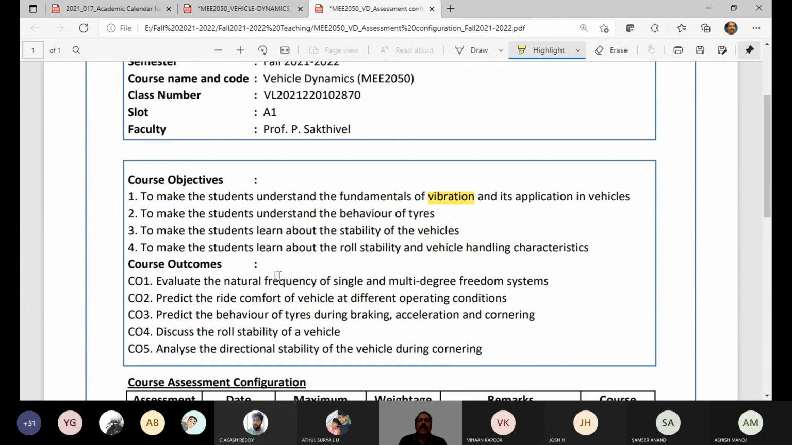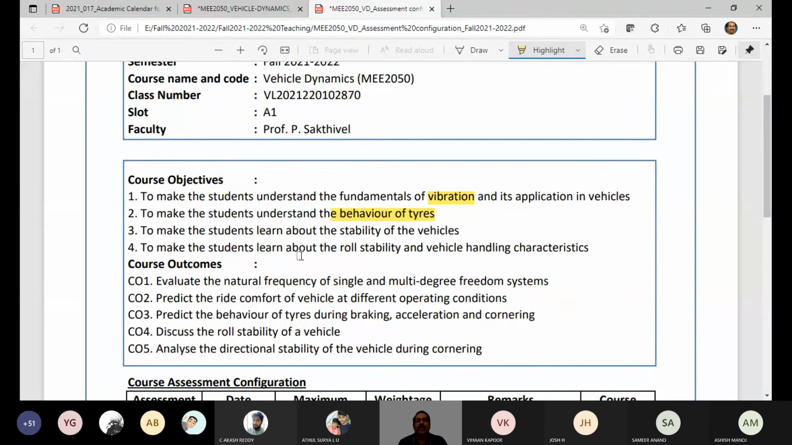The second objective is to understand the behavior of tires. If you do not have tires on your vehicle, the vehicle is incomplete, right? The motion of your vehicle is all because of tires. Of course, you have the power plant, your engine and transmission system, but to realize that motion you require wheels to rotate and roll on the roads. So understanding the behavior of tires in our course is also another important objective.